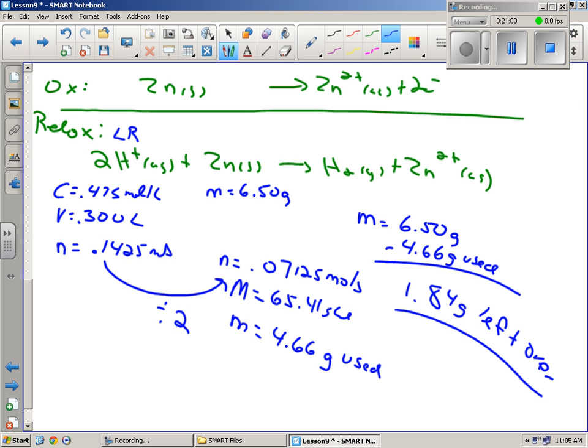So if I had a 6.50 chunk in there, once again, I used 4.66 of it. You take that out after that reaction's done, you should be able to weigh out 1.84 grams of zinc left over. Okay? Oh, limiting reactants, eh? This is fun.